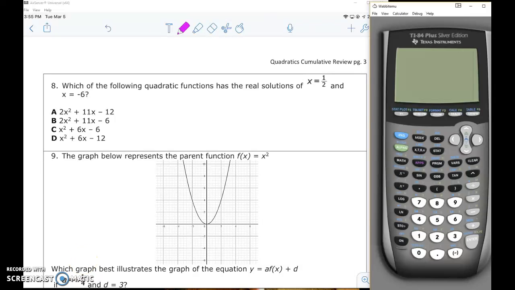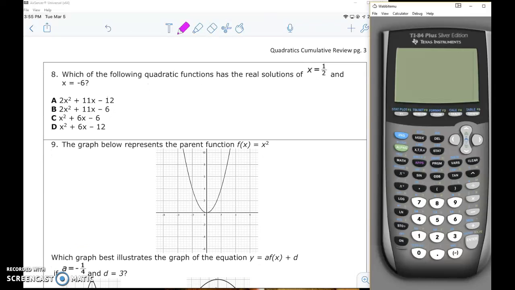This is Quadratic Cumulative Review Part 2, beginning at number 8. Number 8 says, which of the following quadratic functions has the real solutions of x equals 1/2 and x equals -6? Remember, by solutions, this is the same thing as x-intercepts.